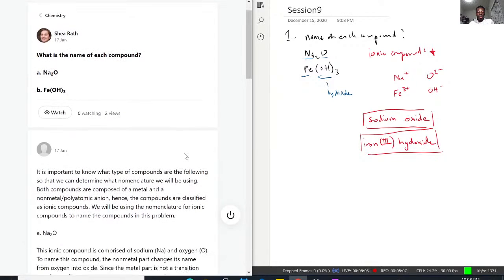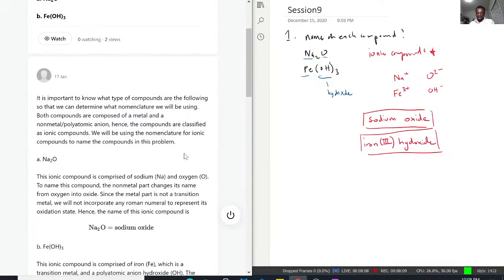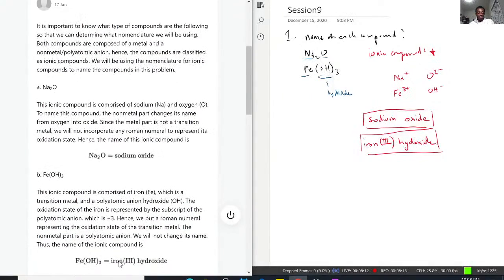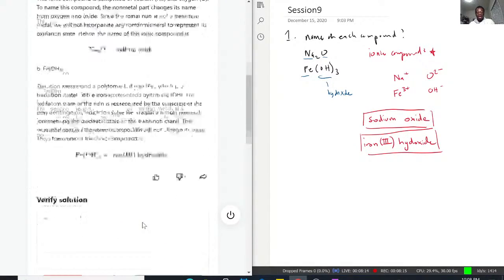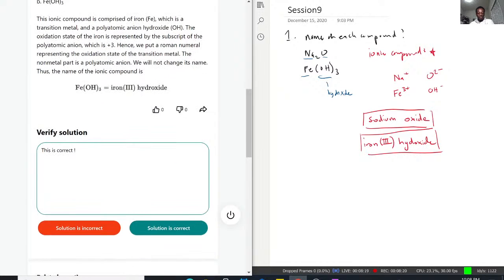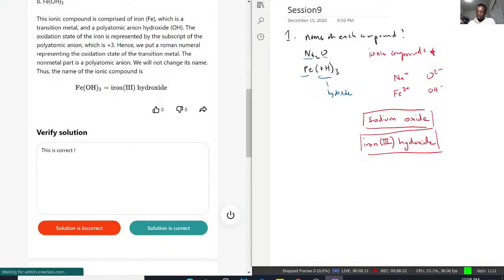So let's see how our colleague did it. Second, they have sodium oxide, perfect, and Fe(OH)3, we have to specify iron(III) hydroxide. So that being said, this is correct. And we move on now to the next question here.